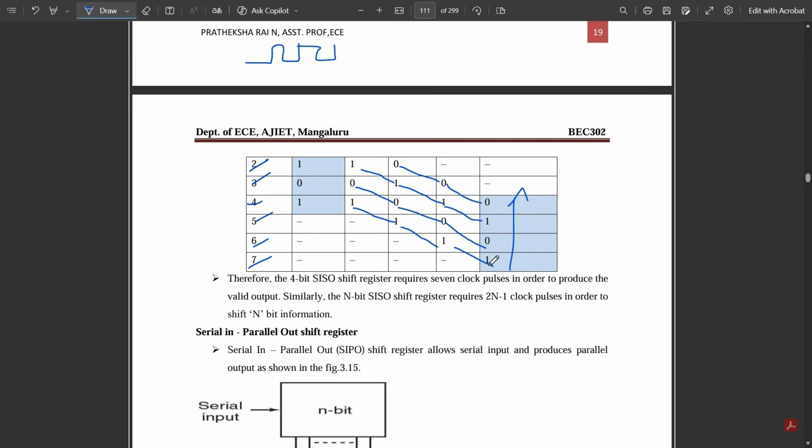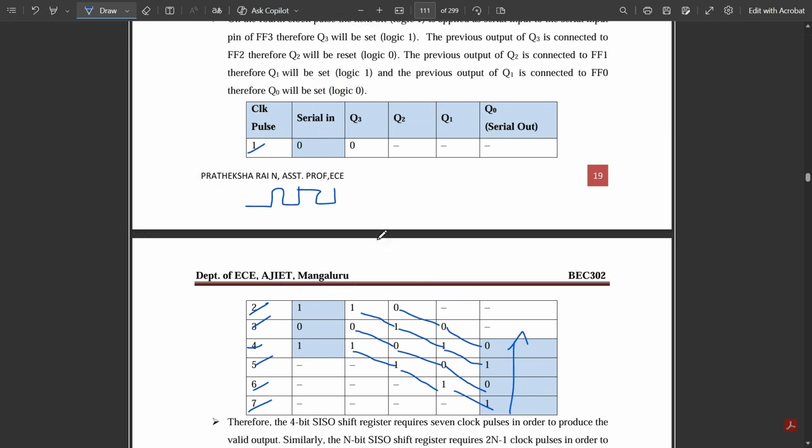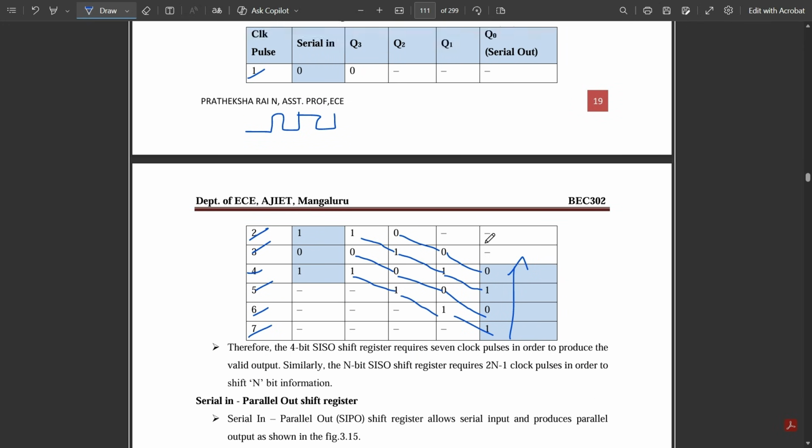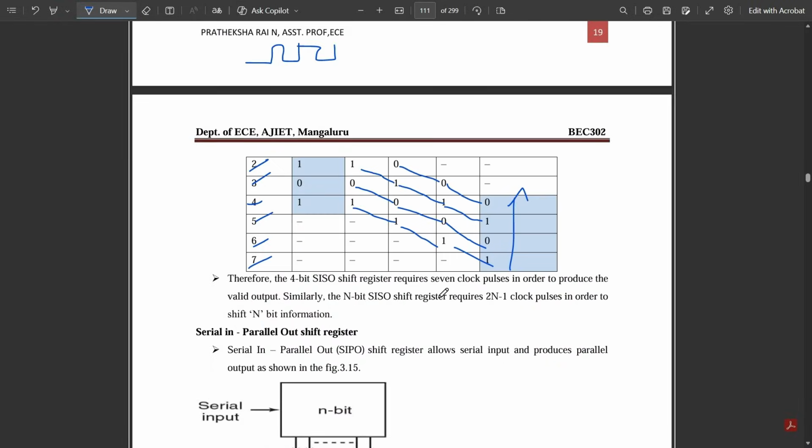Always remember you should be seeing the serial output from down to up, not from up to down. So this is the serial input 0101 and the serial output produced for this is 1010. Or if you want in the same direction, you could keep it as 0101 only. Like this the operation takes place for the serial in, serial out shift register.